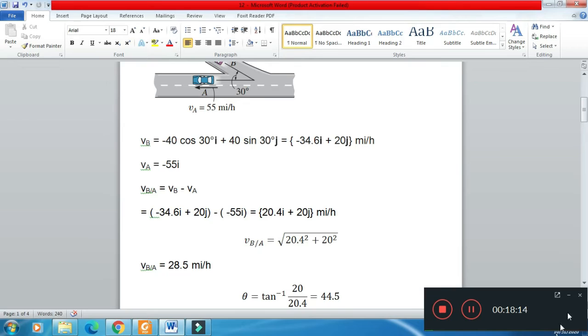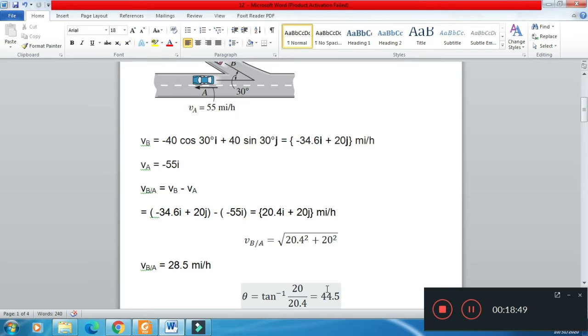Now we are also interested in determining the direction of the velocity. So the direction of velocity is the y component divided by the x component. This gives 44.5 degrees. In the actual case, in the absolute case, B is moving towards left, and it is moving at an angle of 30 degrees with respect to horizontal, and that 30 degrees is towards left and in the west direction.